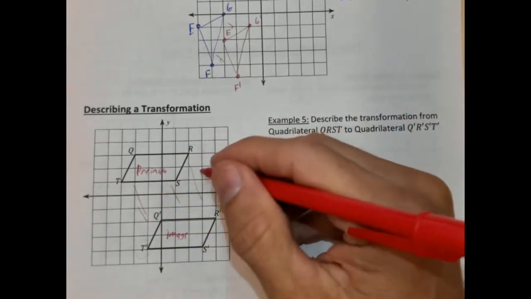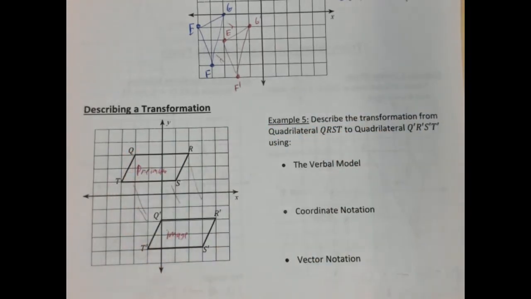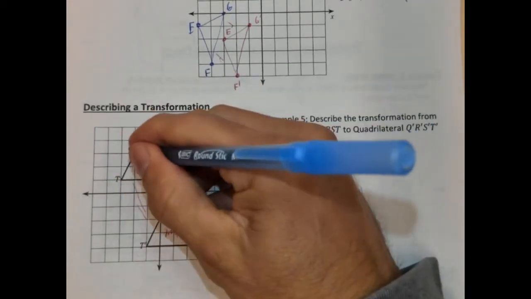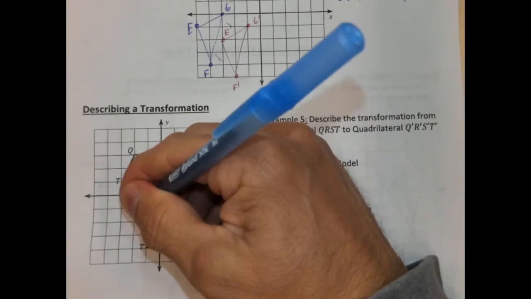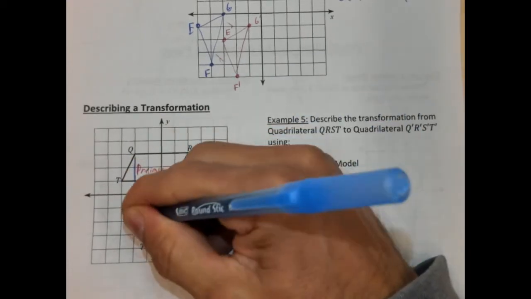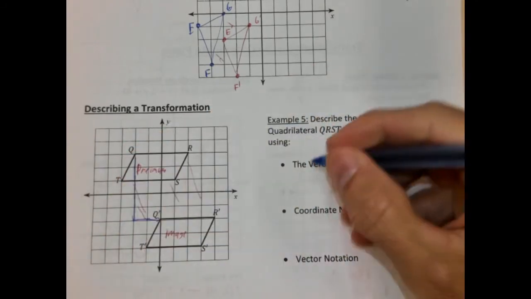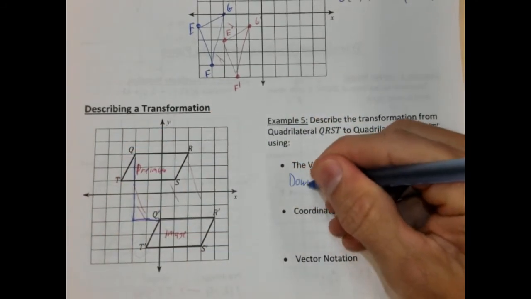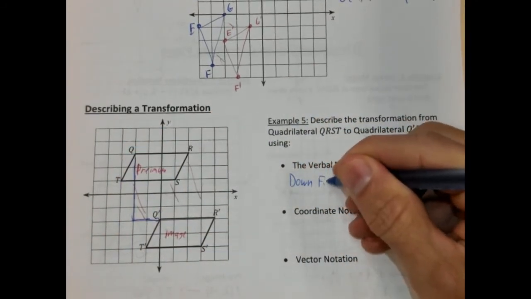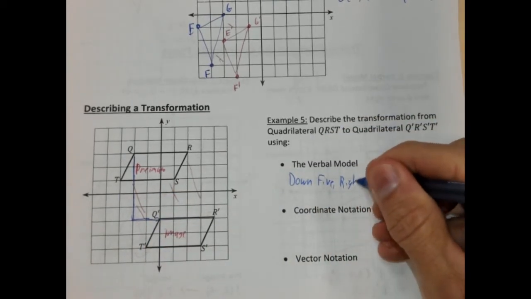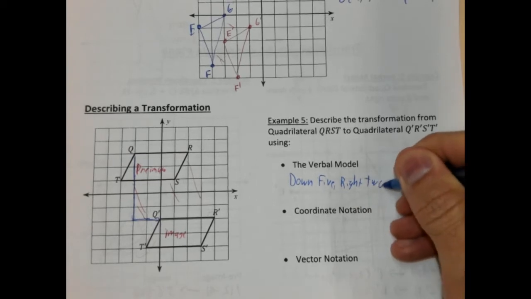Let's pick a point. We'll do Q. We only need one to do this. So we're starting here. We're going to go down and to the right. How far down did we go? We went 1, 2, 3, 4, 5. So we went down 5. And we went right 2. That's our verbal method.